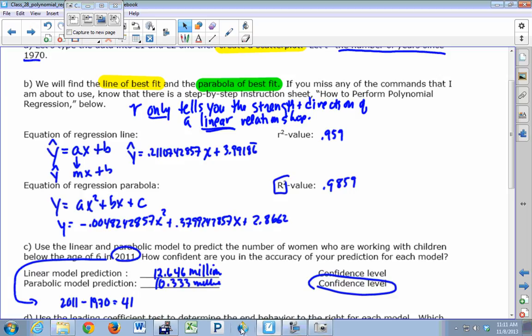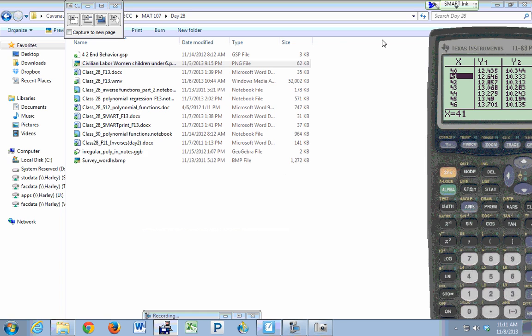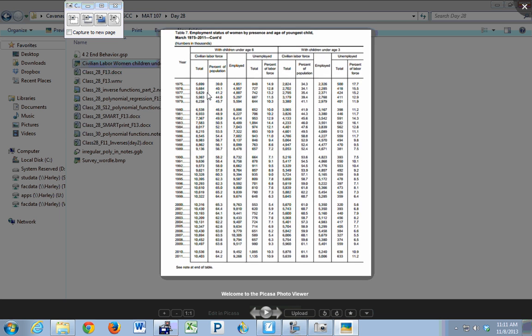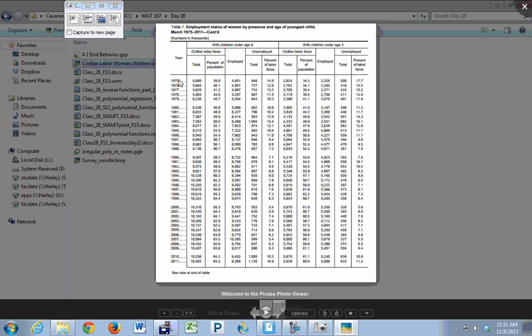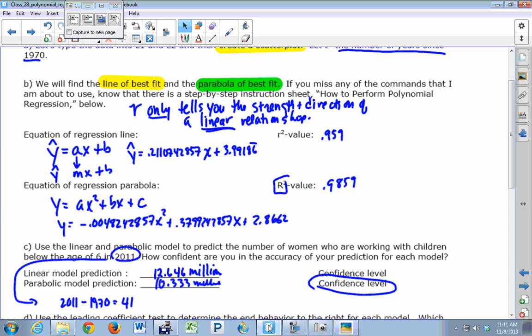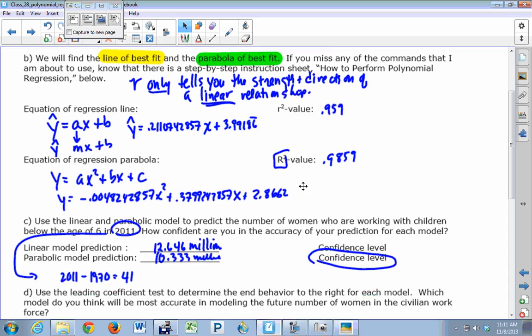Did I close it up? Oh, I hope I didn't. I think I did. Let me open it again. Okay, so 1970. Oh, this starts in 75, so we can't go back. All right, that's okay.